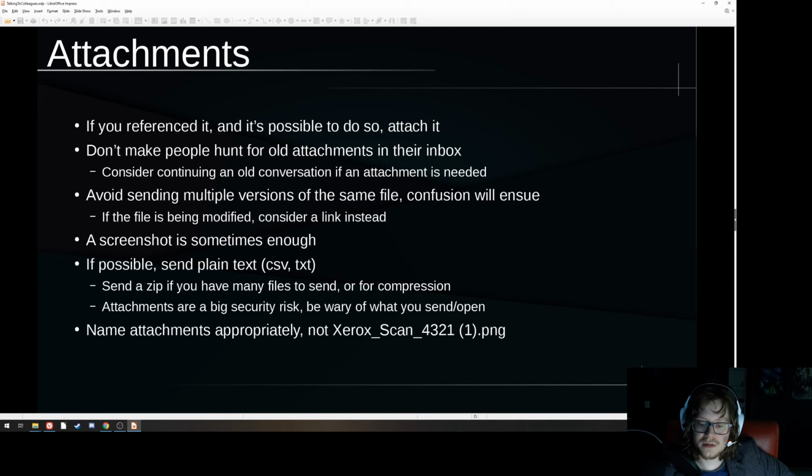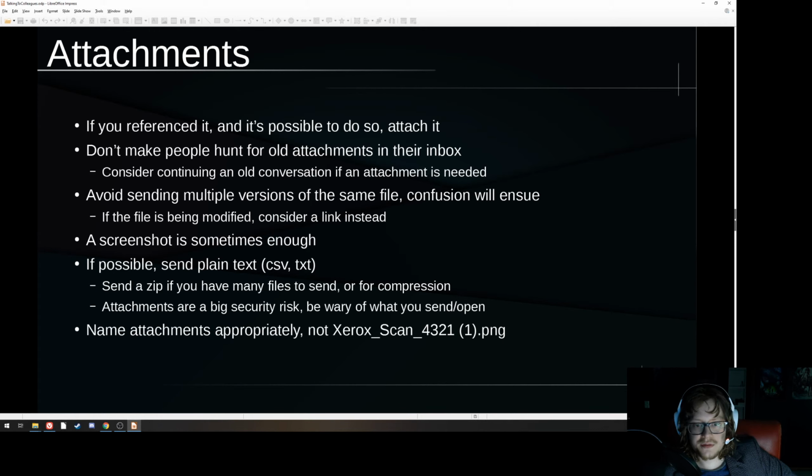So if it's possible, convert your thing into plain text before you send it. If that's not possible, PDF is fine. If people don't have their macros disabled, I guess to an extent that's their problem. But the best thing to do is to send plain text whenever it's possible. Plain images are usually fine as well, so something like PNG is also fine.